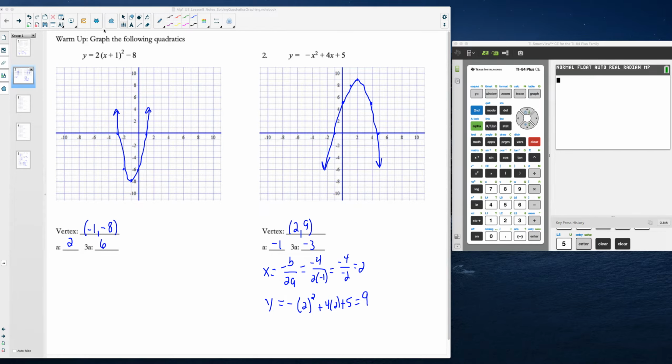Our a value is 2, and then 3a would be 6. So I'm going to go up 2 to the right one, up 2 to the left one. And then I'm going to go up 6 to the right one, up 6 to the left one.